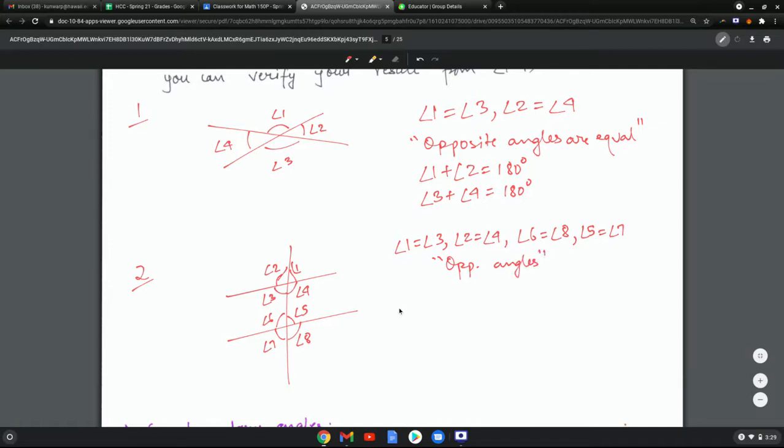Now let's look at the alternate angles, the interior alternate angles. You will notice angle 3 equals 5 and angle 4 equals angle 6. These are the alternate interior angles, and they are also equal.